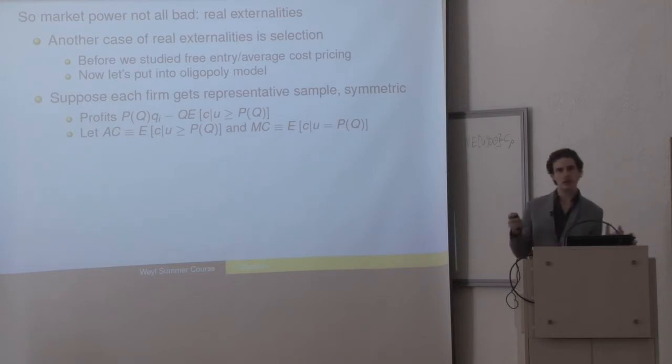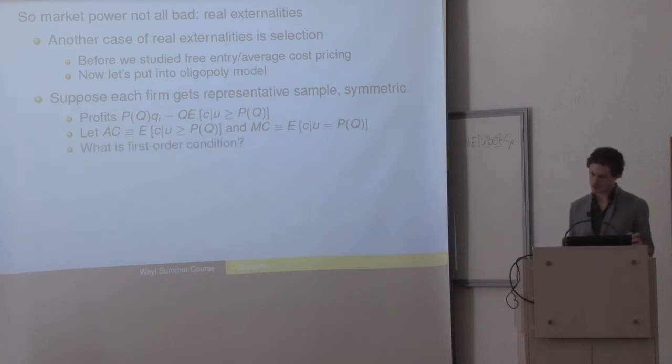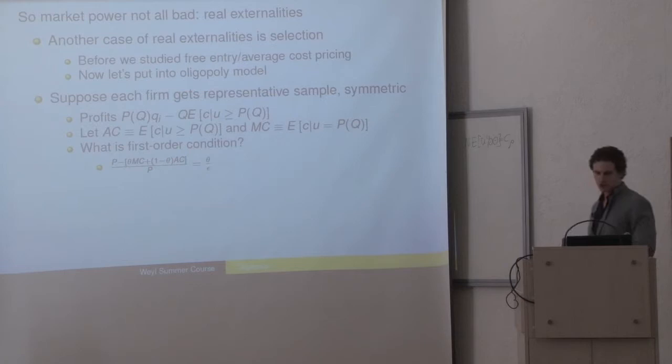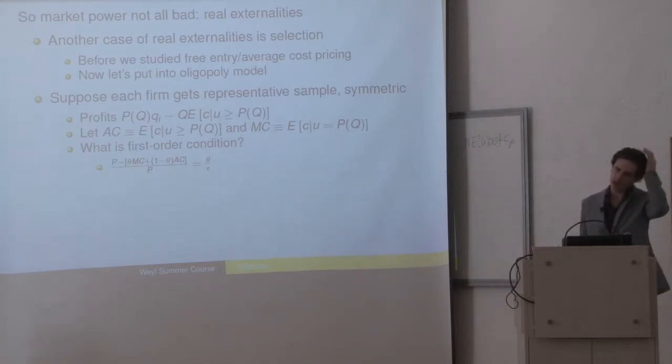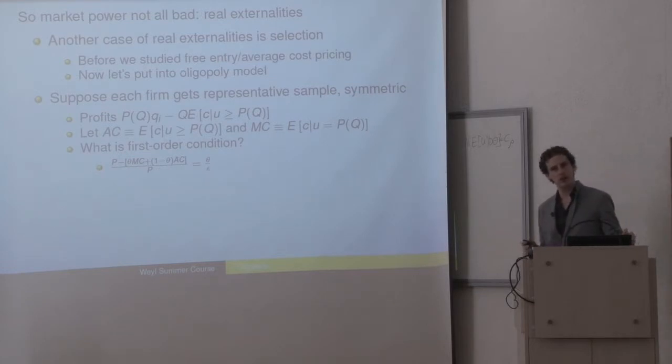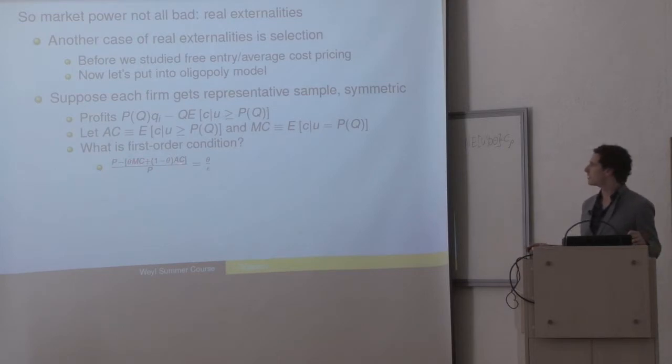So this is starting to look a little bit more like some of the things we've been talking about. So what's the first order condition? Well, firms, just as they internalized a weighted average of marginal revenue and demand, are going to internalize a weighted average of marginal cost and average cost. They're going to put a weight theta on marginal cost, because if they were a monopoly, theta would be equal to 1, so they'd fully internalize marginal cost. If theta were equal to 0 and we had perfect competition, they would internalize average cost.